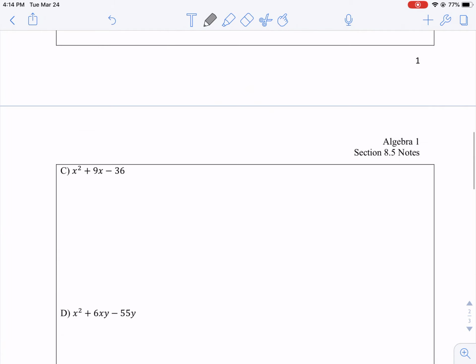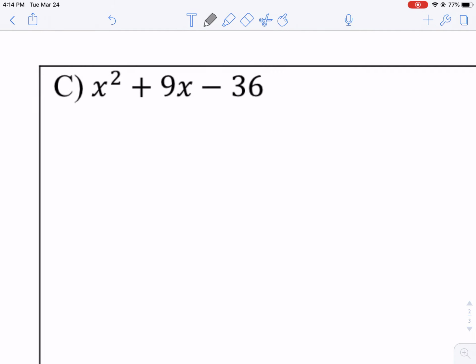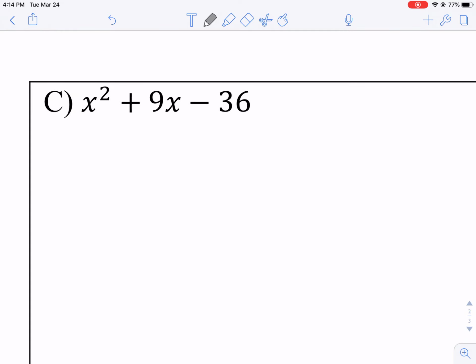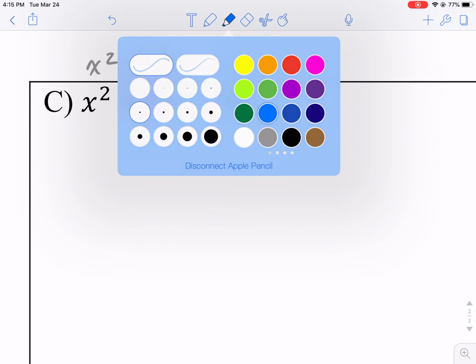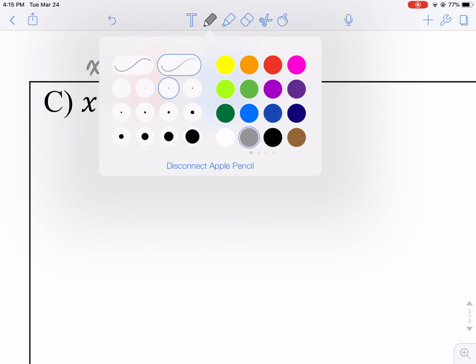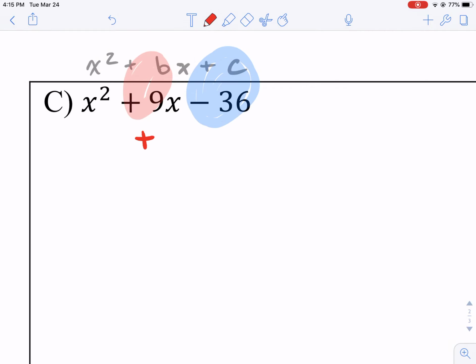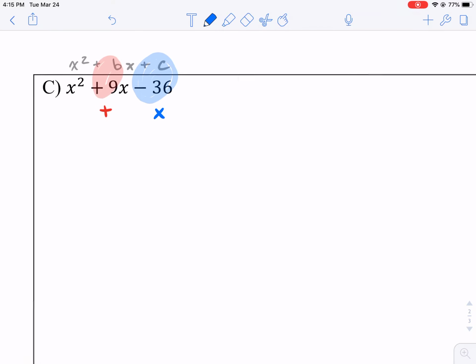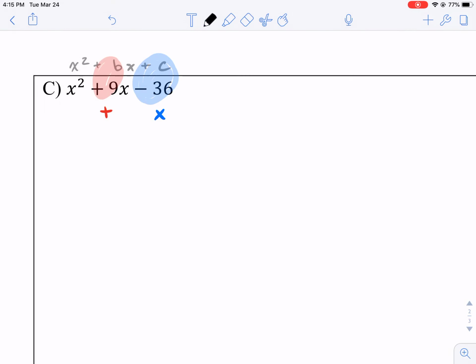We've got 2 more. Let's see, we have this fancy trinomial of the form x squared plus bx plus c. And what are we trying to find here? We're trying to find two numbers that add to 9 and that multiply to -36. So again, do they add up to 9 and do they multiply to get -36? Let's list out the factors of 36.